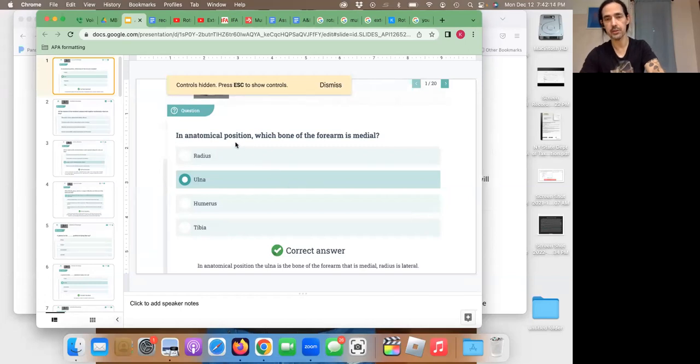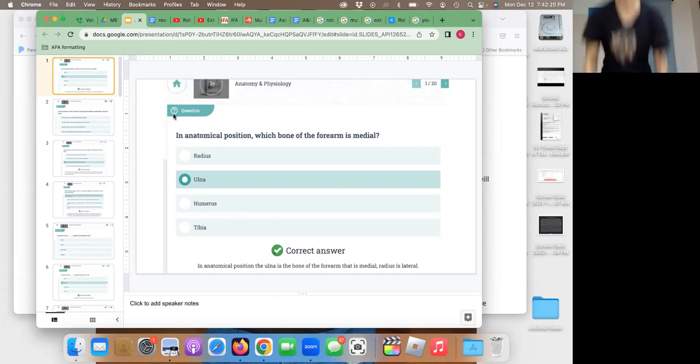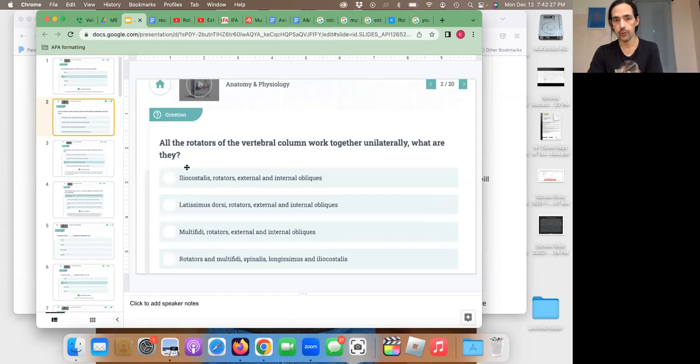In anatomical position, which bone of the forearm is medial? Which bone of the forearm is medial in anatomical position? It's the ulna that's medial. All the rotators of the vertebral column work together. Wait a minute. The question is not grammatically correct. If all the rotators of the vertebral column work together unilaterally, what are they?